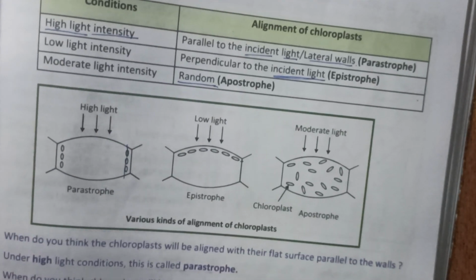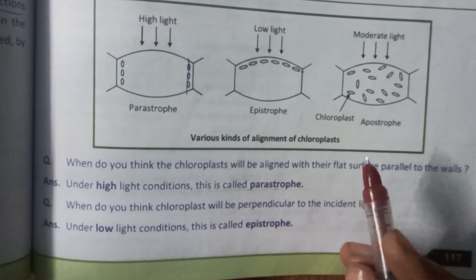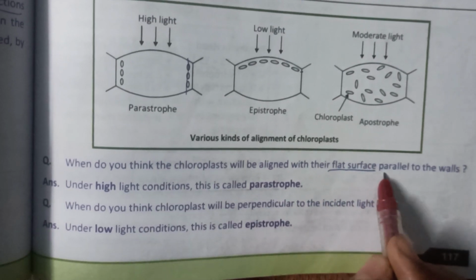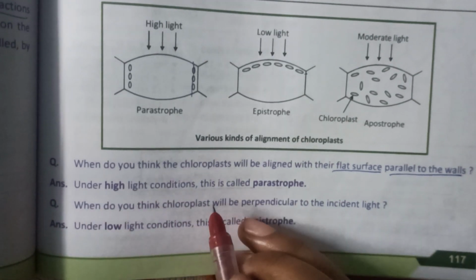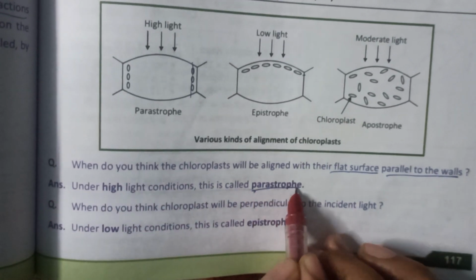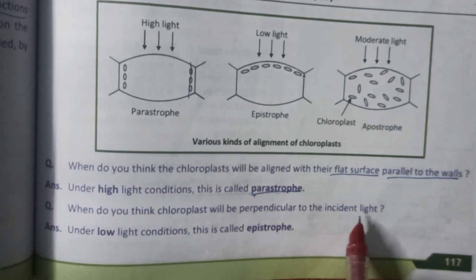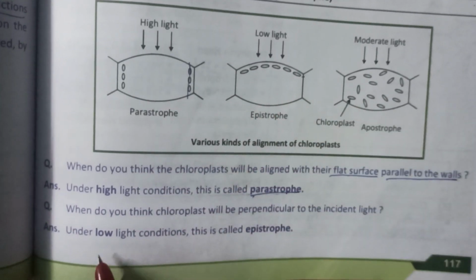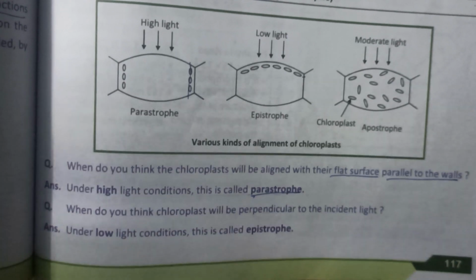So the question they gave here is, when do you think the chloroplast will be aligned with their flat surface parallel to the walls? Under high intensity conditions, that is called parastrophe. And when do you think chloroplast will be perpendicular to the incident light? Under low intensity light conditions, this is epistrophe.